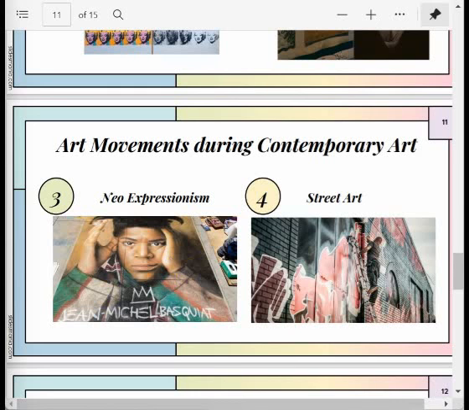So, dito naman, artists such as Keith Haring, also Jean-Michel Basquiat, Barry McGee, Banksy, and more created graffiti-like art on surfaces in public places like sidewalks, buildings, and overpasses. So, don't get me wrong. So, itong street art makikita natin usually talaga literally sa street.